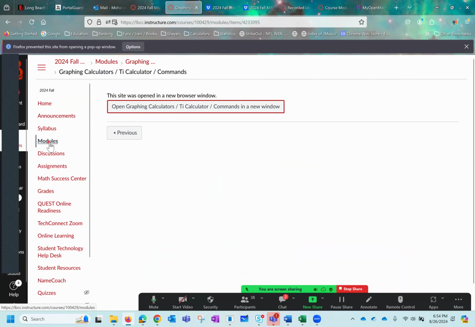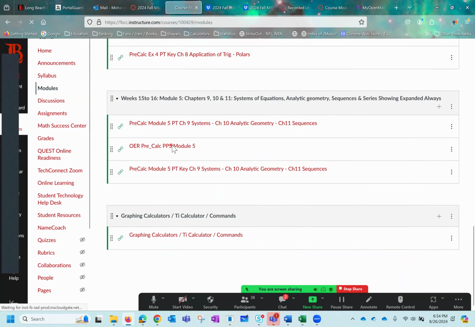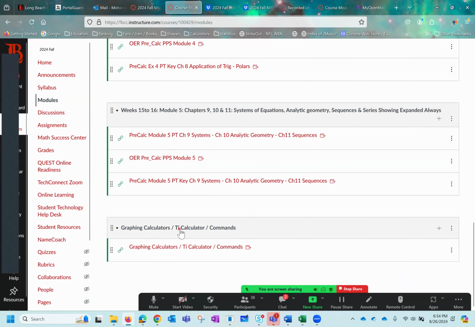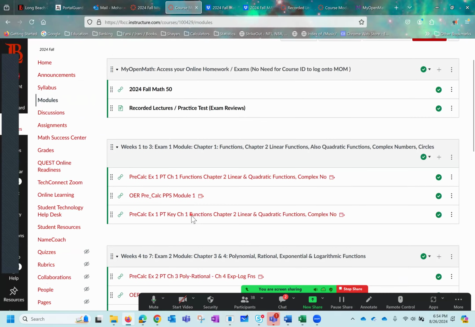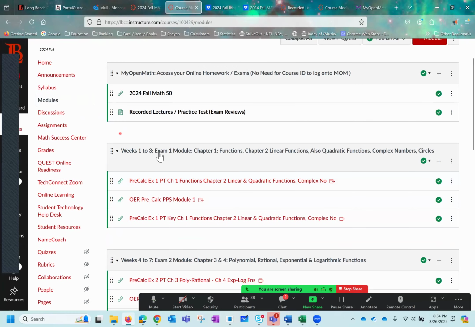Going back to the modules, again, the very last one was a resource regarding a graphing calculator. Going back to the top, I'm going to look at module 1, the exam 1 module. What do we find? First and foremost, we start with the practice test.